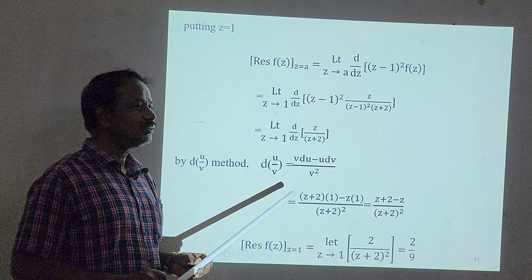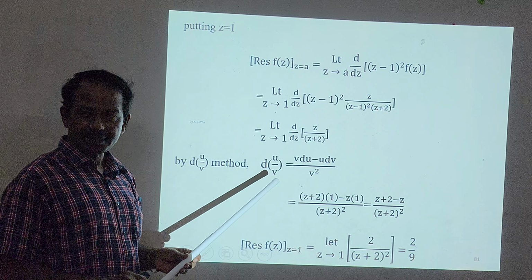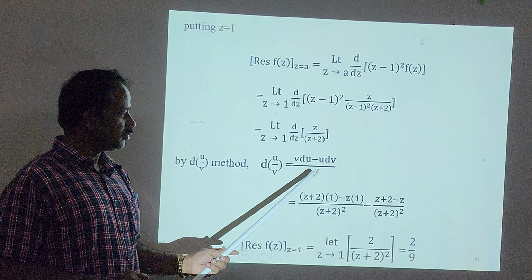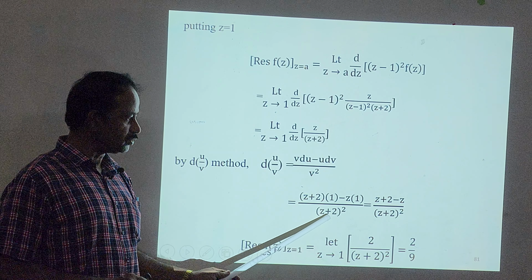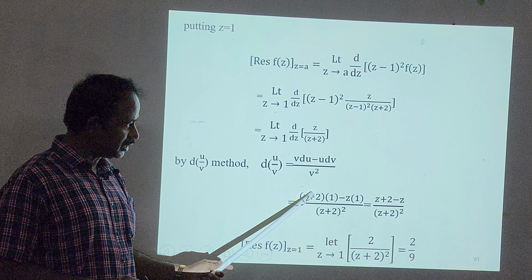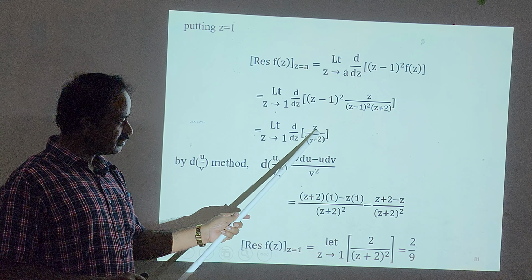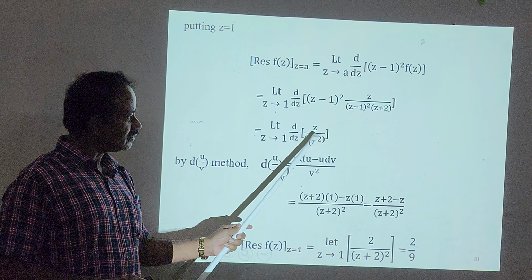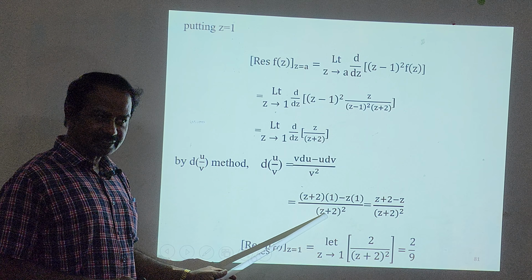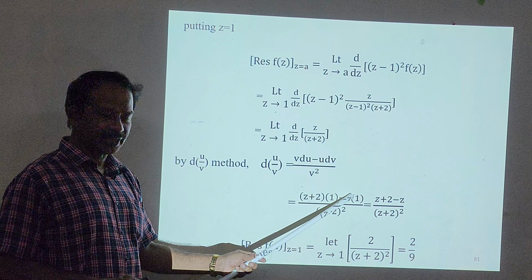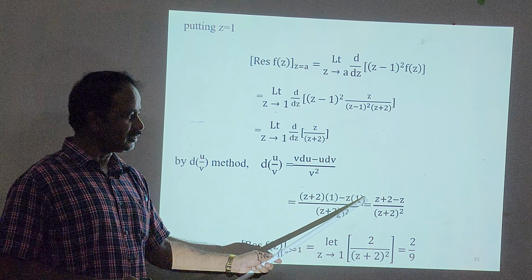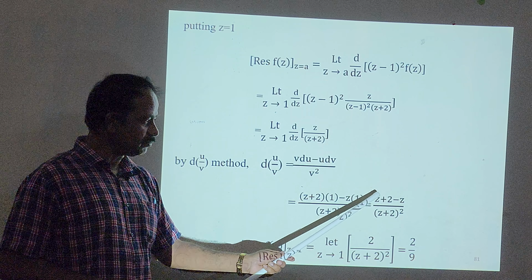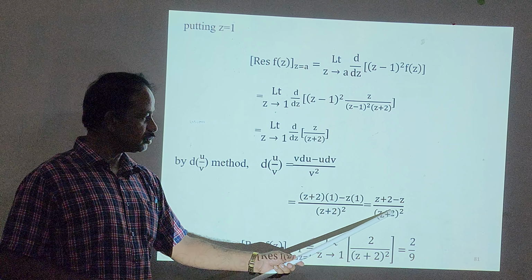So as usual, we will have to solve this one by u by v method. So you just square this term. So z plus 2 whole square. Keep the term here. You differentiate this. That will be 1. Minus, keep the term that side. You differentiate this with respect to z. That will give you 1. So z plus 2 minus z. Minus z plus z will go off. 2 divided by z plus 2 whole square.